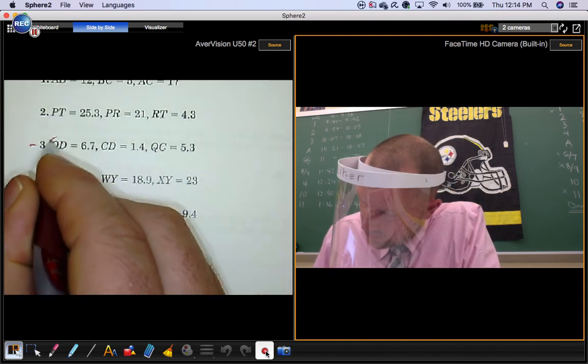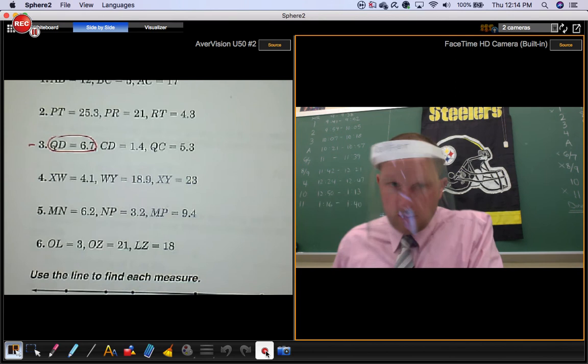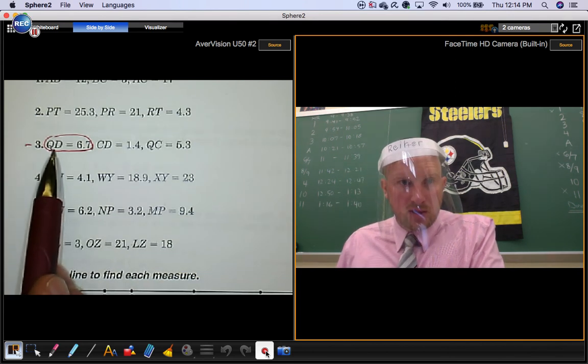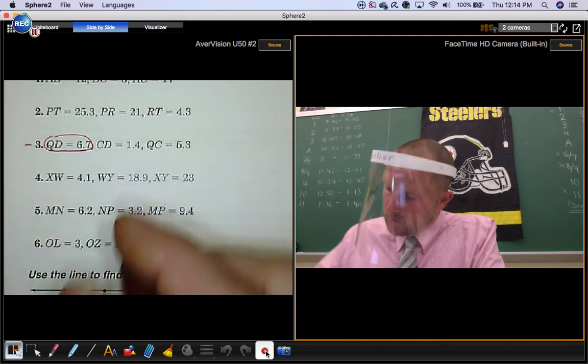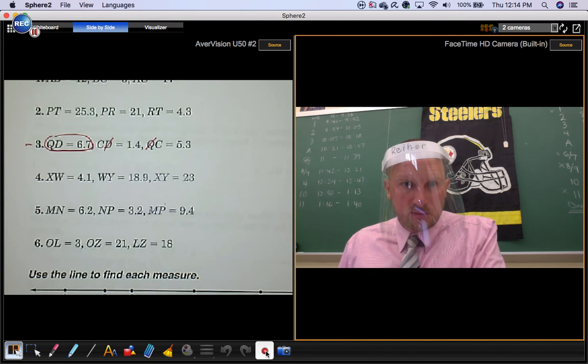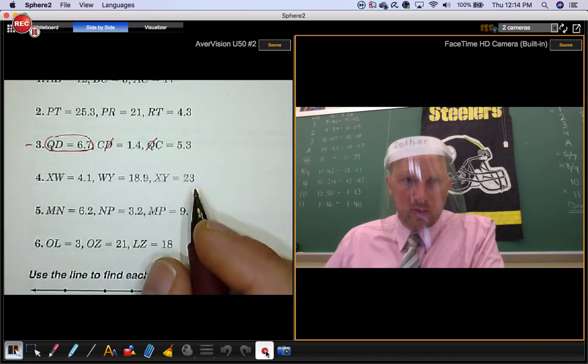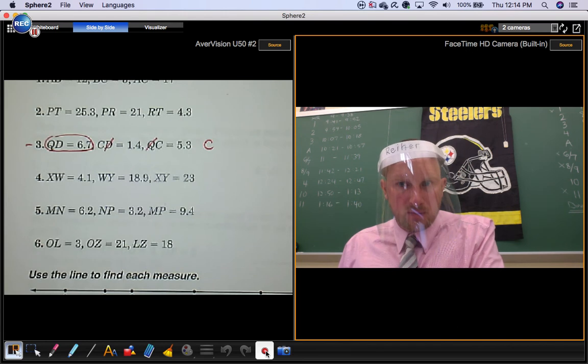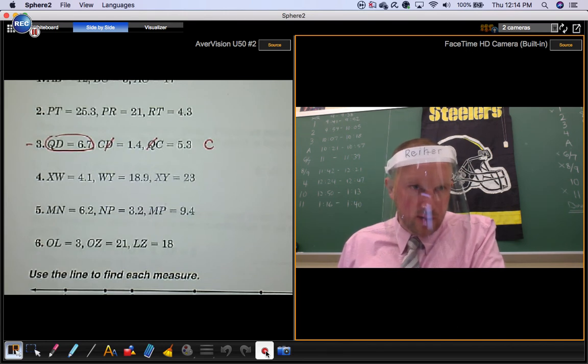Find the biggest segment length. Those are the endpoints of the segment. So you know the answer is not Q, and you know the answer is not D. What point is between the other two? Point C. That's how you tell when you have three segment lengths.